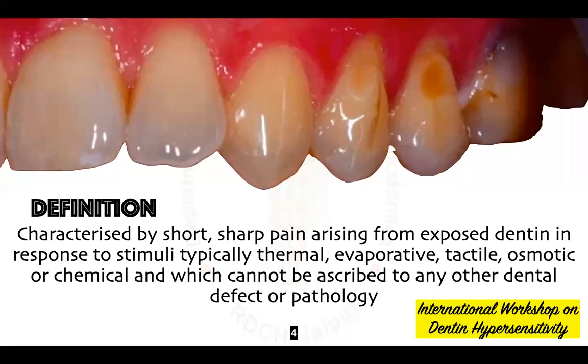This definition was given at the International Workshop on Dentin Hypersensitivity. Please write this definition exactly the way it is: characterized by short, sharp pain arising from exposed dentin in response to stimuli, typically thermal, evaporative, tactile, osmotic, or chemical, and which cannot be ascribed to any other dental defect or pathology. Now, this definition is very well described and it can actually differentiate from the definition of pain, right? So you can be asked in your vivas in third year as well as final year about the difference between the definition of pain and sensitivity, right?